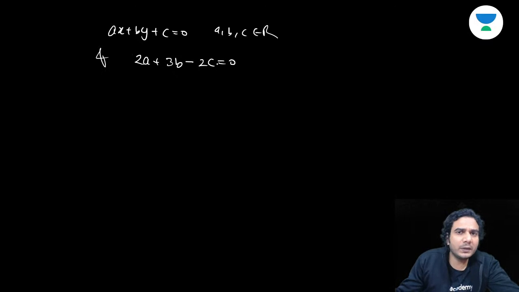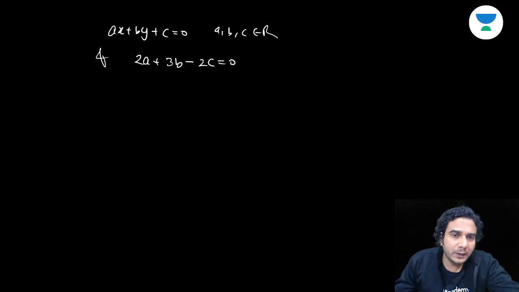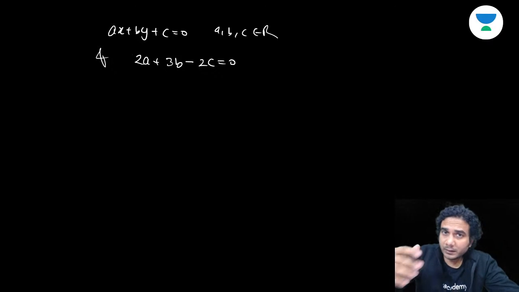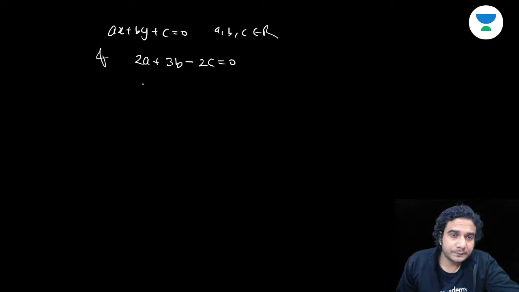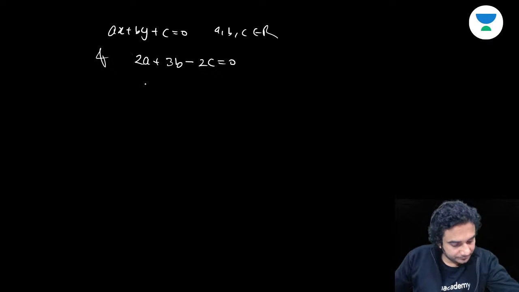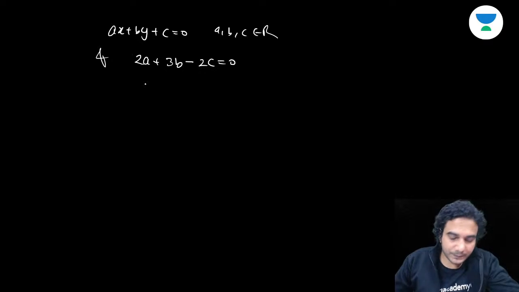Now in the previous question, a, b, c were given in AP. Now this relation is given: 2a plus 3b minus 2c is equal to 0. How to find the coordinates of that point easily? Can you compare now? You can do two things. You can replace c in terms of a and b and then do the whole process, or you just compare. The given equation is linear in a, b, c and the line equation is also linear in a, b and c. Just compare the coefficients and you'll get x and y.